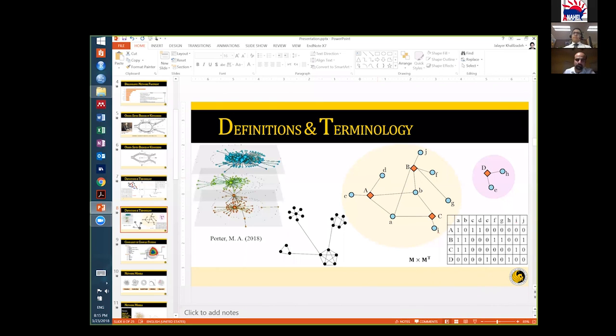This can be any type of unit of analysis on both vertices and edges. So it can be any type of relationship between these vertices.